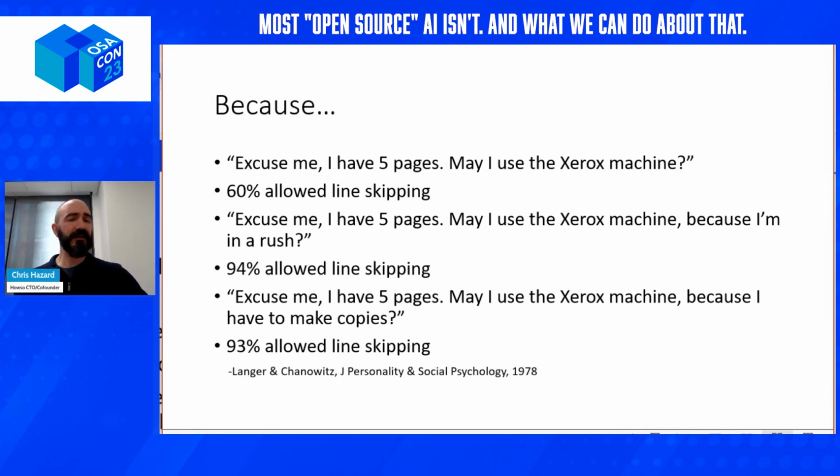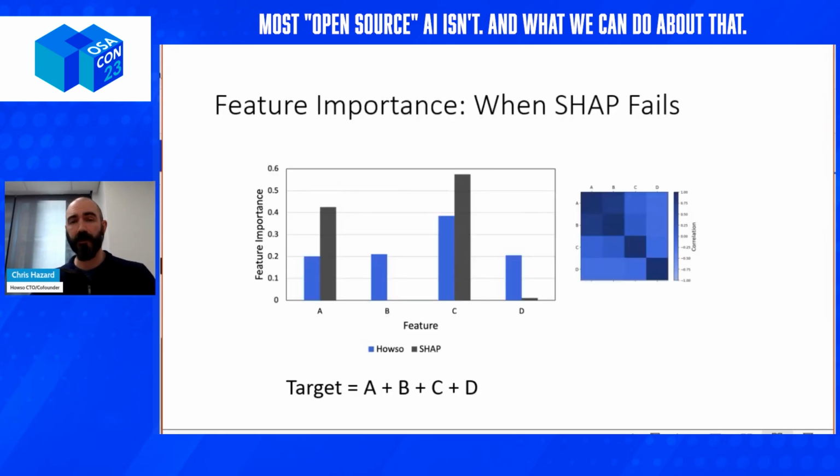But if you gave them just an absurd explanation of, "Excuse me, may I use the Xerox machine because I have to make copies," they would let you ahead most of the time. Now, there's a lot of supporting evidence around this, but all we need is an explanation, and we believe that drops our guard. So if we've got these machines in these black boxes that we don't know what they're doing, and we get an explanation, we're more likely to believe them for better and worse.